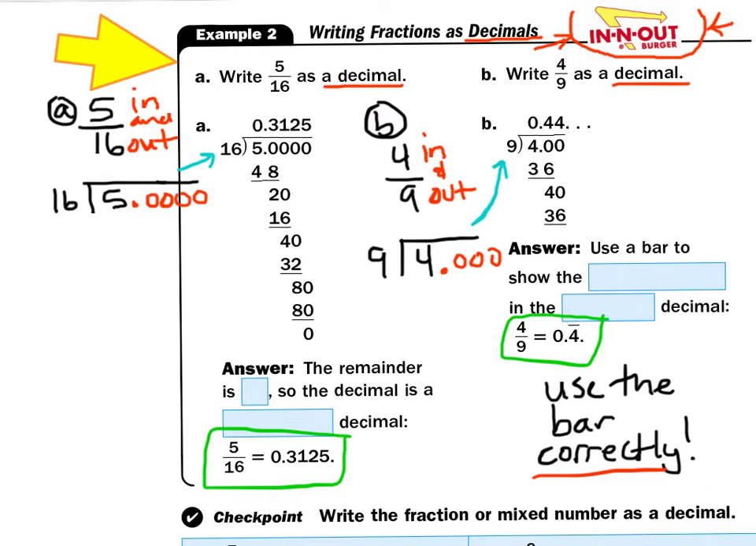Take a look at B. If I want to change 4/9 into a decimal, well, I still do in and out. So 4 goes on the inside, 9 goes on the outside. I put 4 on the inside, 9 on the outside. I put my decimal point and I add some zeros. Now they did the work for you here, but you can see it's a repeating decimal.